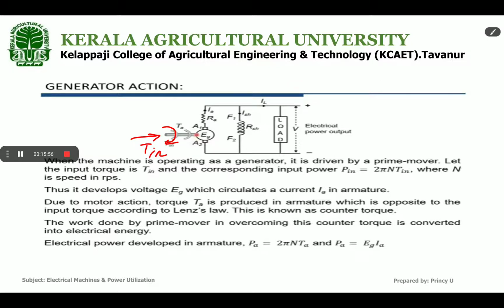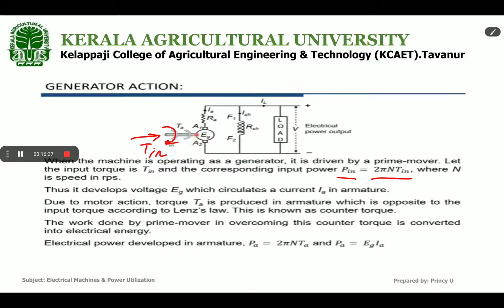So we are going to rotate the armature. The mechanical input power is given through the prime mover. Let's assume the input torque is T in, and the corresponding input power, we know the power and torque relation P is equal to 2 pi n T. So P in is equal to 2 pi n T in, where n is speed in RPS.